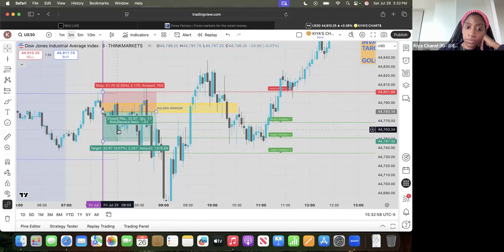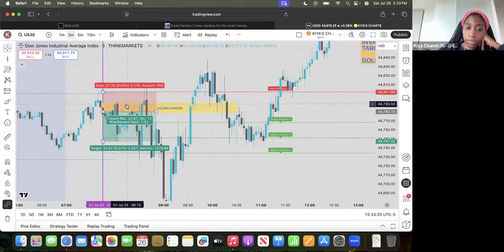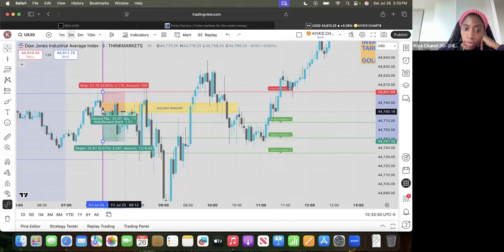One thing that you want to make sure of is that you are securing your profits. So if you see that you're in the market and take profit 1 has hit, go ahead and move your stop loss to break even. That way, if the market does decide to reverse, it's a risk-free trade. Okay? Does that make sense to you guys? Let me know.